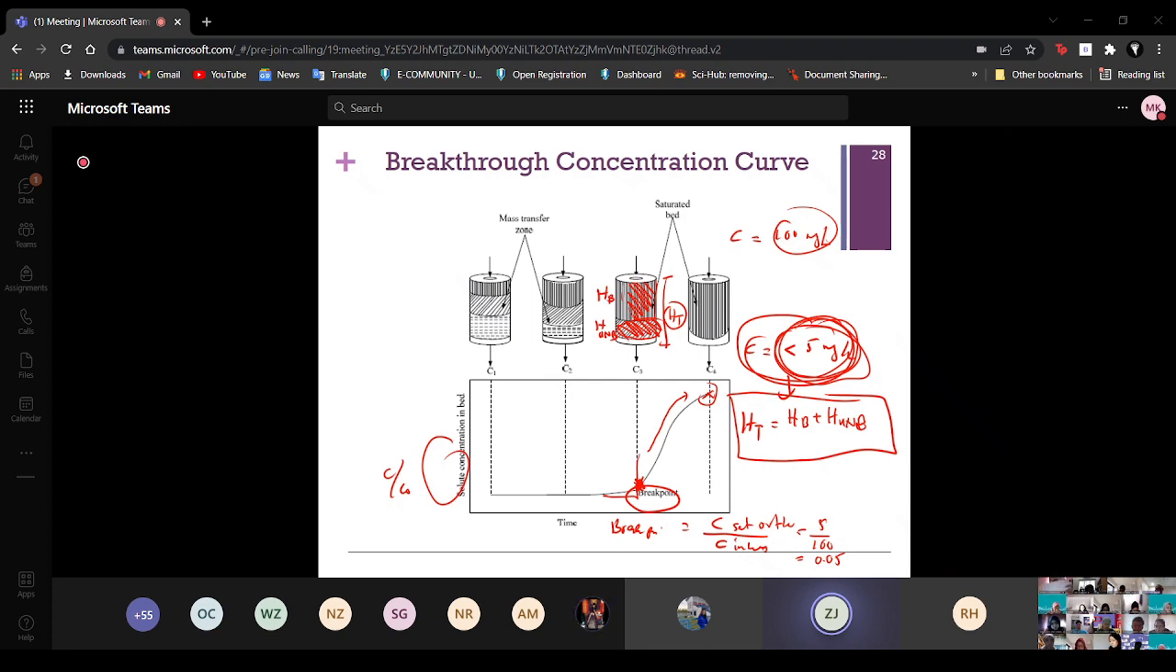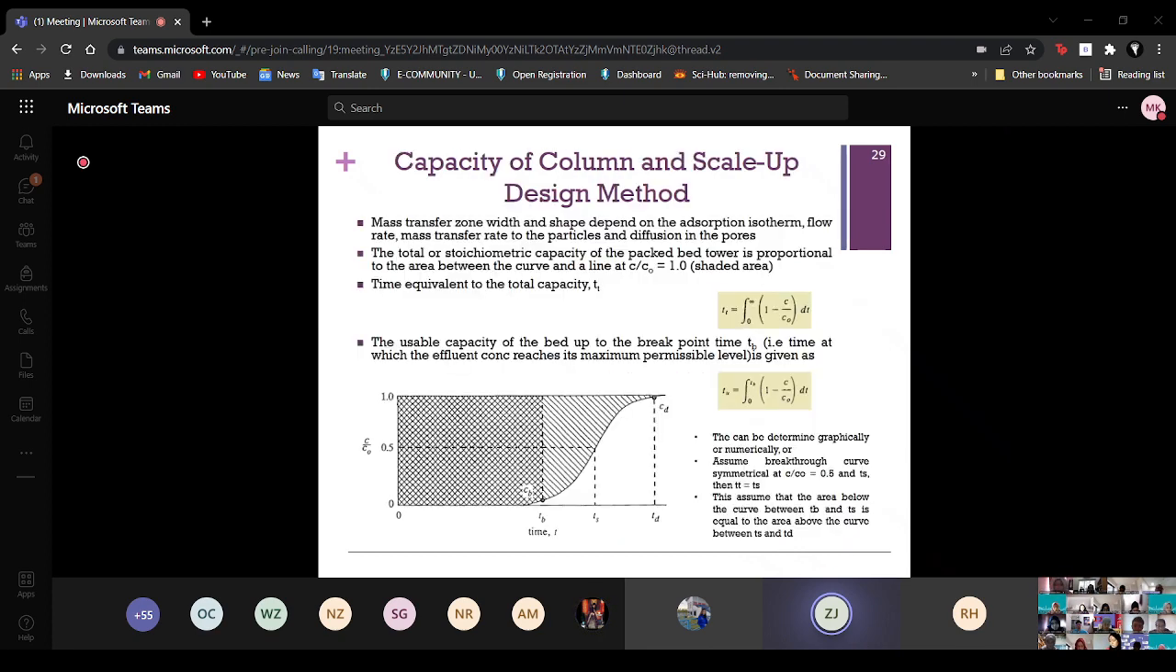Any questions? None. Okay, once you get that concept, now is the time to do the calculation. This is where you will know the equation, capacity of column and scale-up design method.